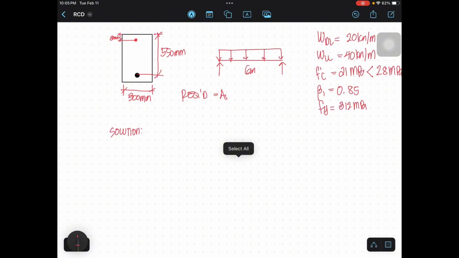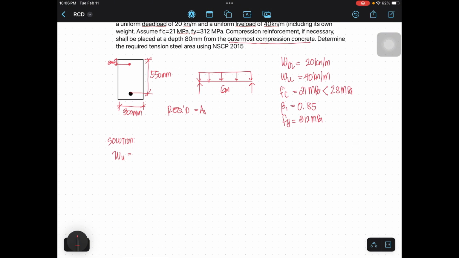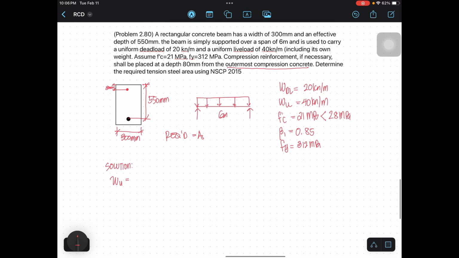In order for us to compute the value of the ultimate load that the beam could carry, or simply Wu, we first have to factor our dead load and live load, since they are still unfactored. That is, they have not yet been multiplied by the load combinations in NSCP 2015.